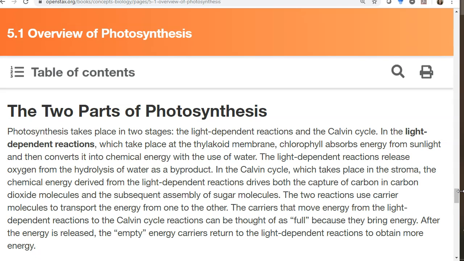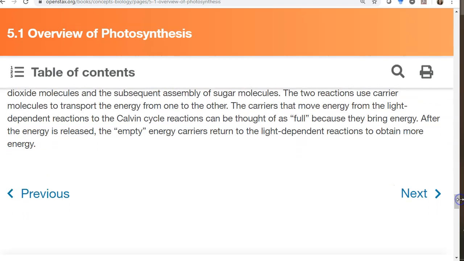oxygen is released from the hydrolysis of water. So what does hydrolysis mean? It means, lysis means to break, and hydro means water, so to break water. So the oxygen goes away and the hydrogens are used to proceed a chemical process in which ATP is produced at the end, and glucose.